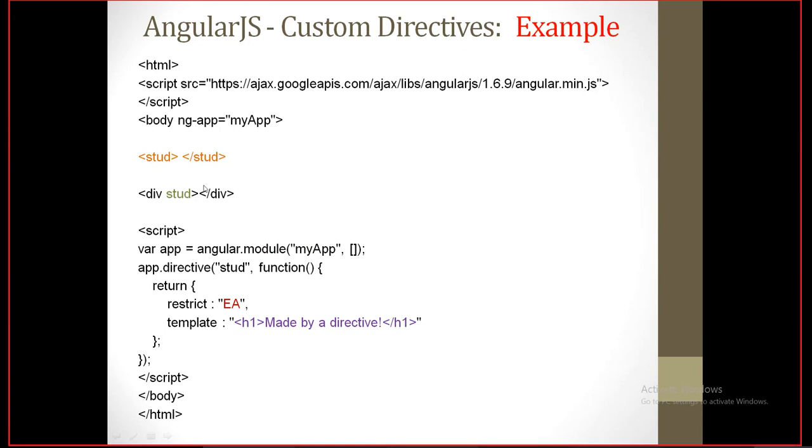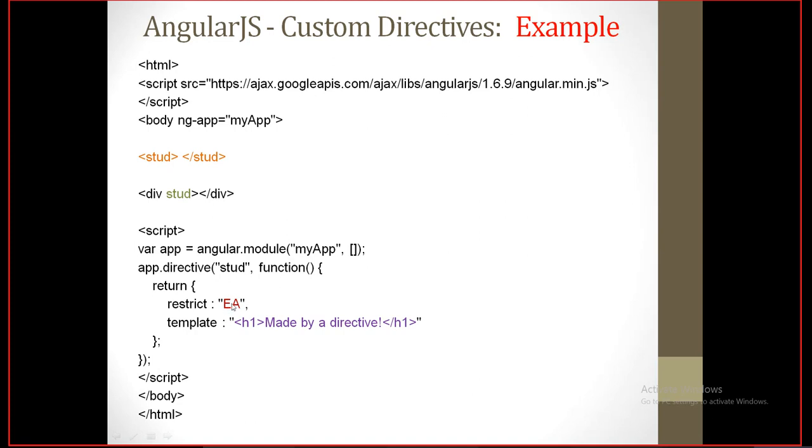Okay, so no matter where it is encountered, wherever stud is encountered, those tags will be replaced by the custom directive code. Understood? So now in the script, we are using the directive function and providing the name of the tag or name of the attribute, whatever we want. And then we want some function to get executed. What that function will do in the return object is define which HTML code should get executed.